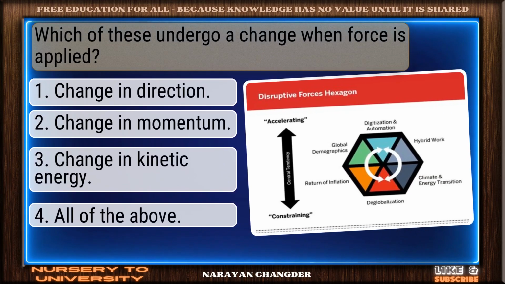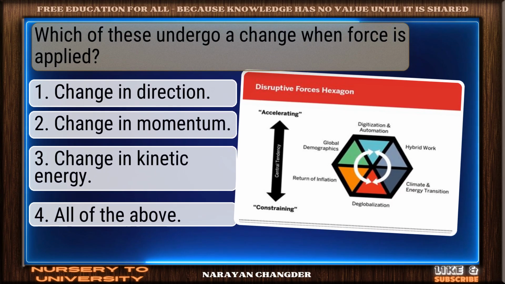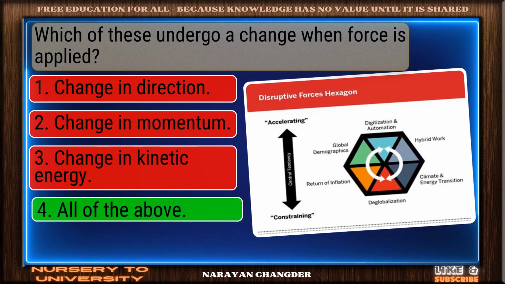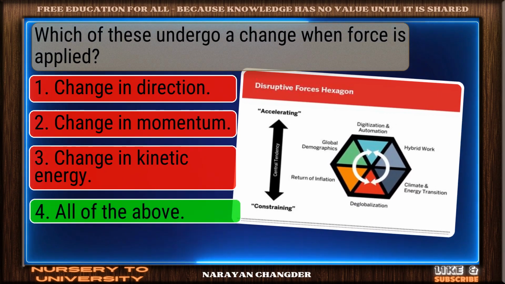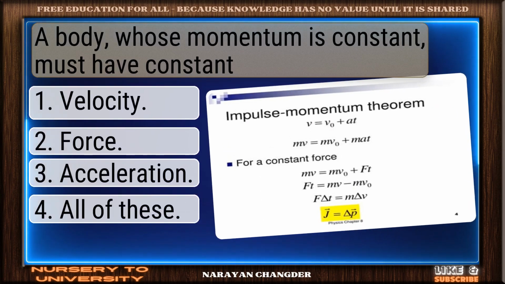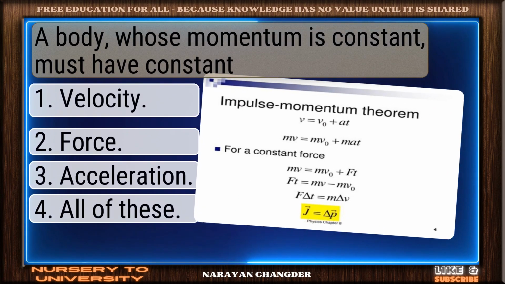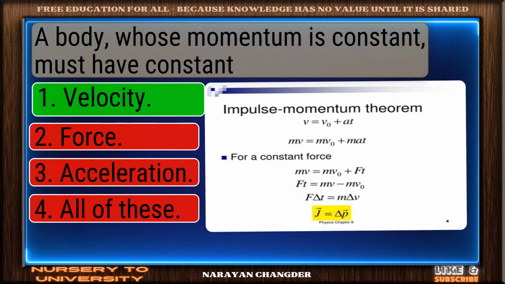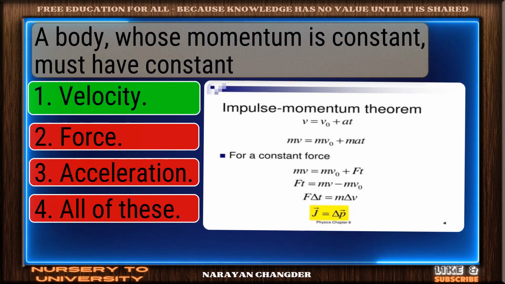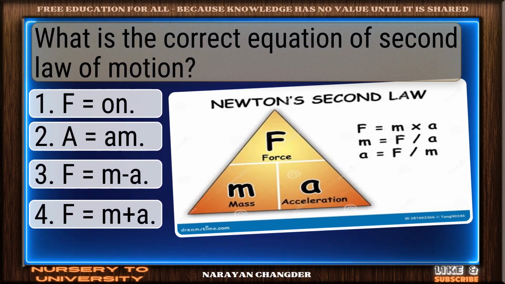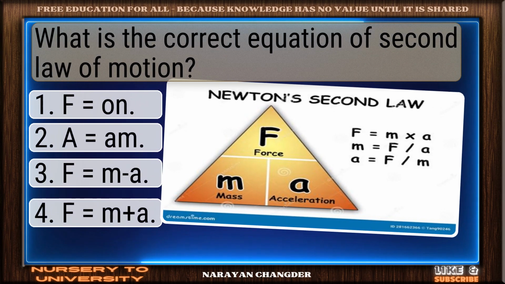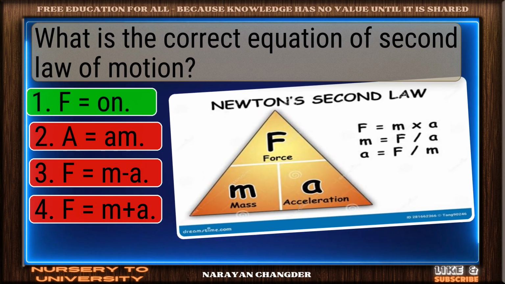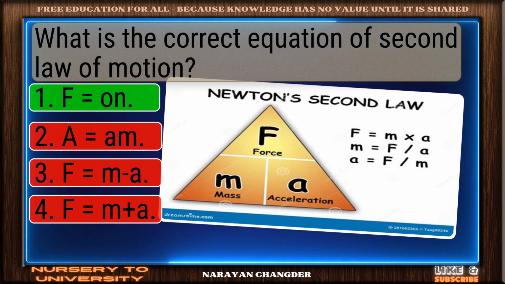Question number 175. Which of these undergo a change when force is applied? Clear logic. Your choice, all of the above, is sound and 100% true. Question number 176. A body whose momentum is constant must have constant... Valid point. Velocity is true. Question number 177. What is the correct equation of second law of motion? Well picked. F equal to ma is the correct answer.